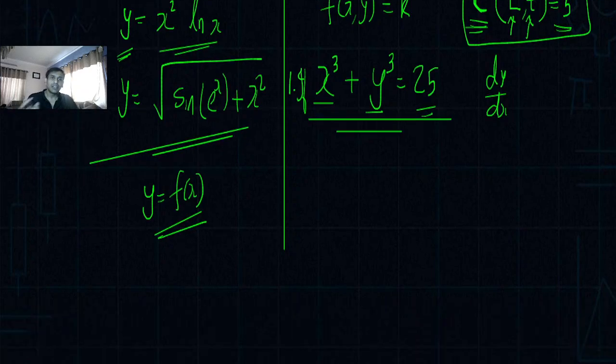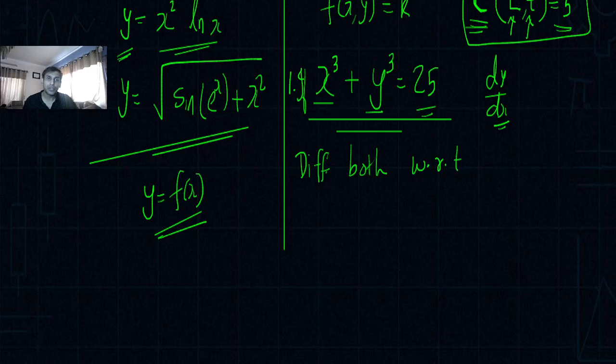Now look at this. When you see dy by dx, you have to understand you're differentiating with respect to x. That means you're comparing with respect to x. So you have to start like this: differentiating both sides with respect to x. So what should you write first? We have to write differentiating both sides with respect to x. Now, what is the derivative of x cube with respect to x? It will be 3x square.